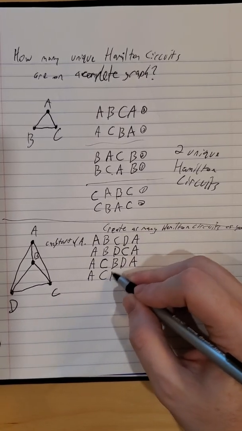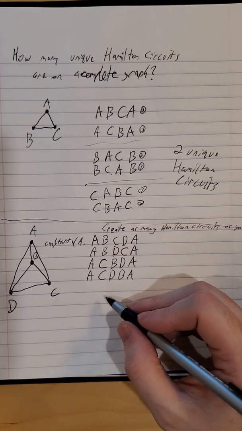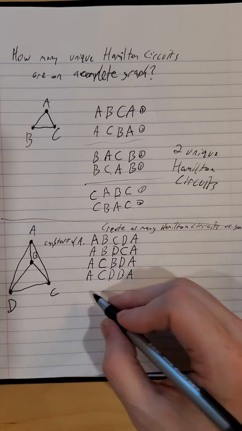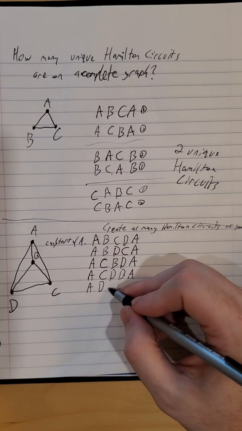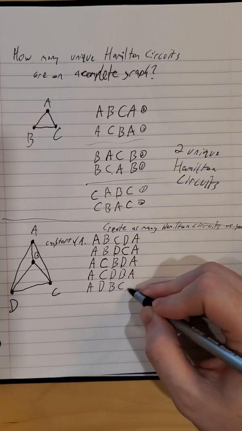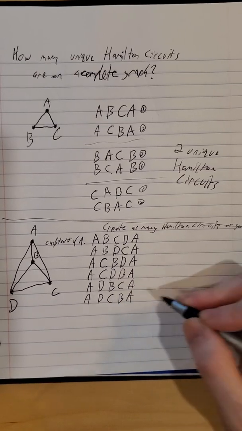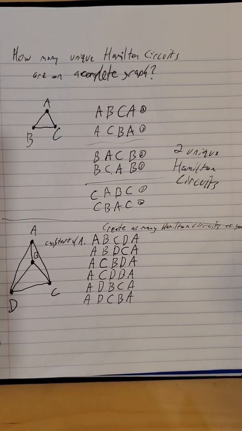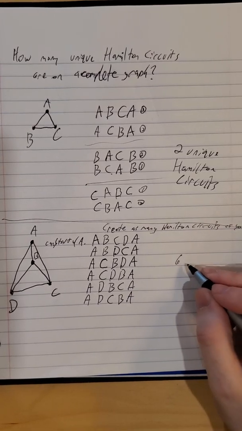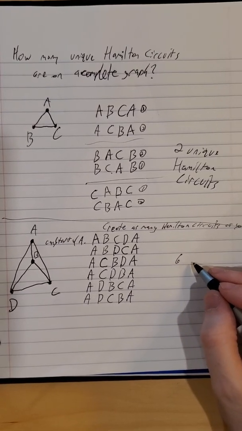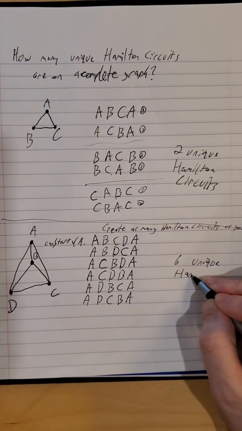We can go A to C to D to B to A. And we've exhausted all the ones that start with A and go to city C. So then we'll start at city A, go to city D. So A to D to B to C to A, and A to D to C to B to A. So there are 6 unique Hamilton circuits.